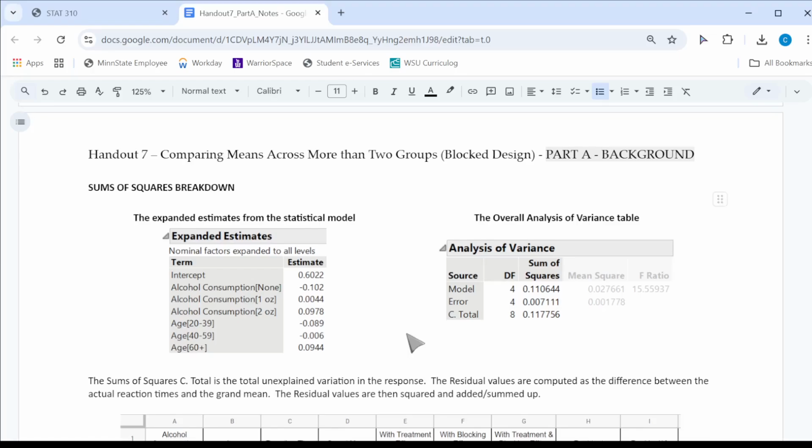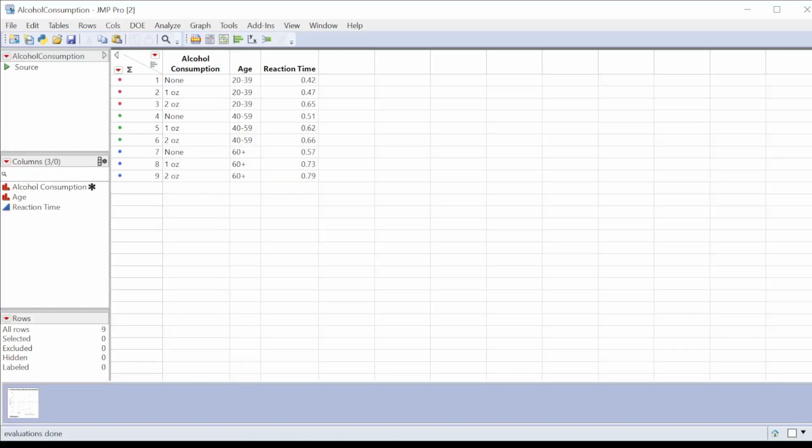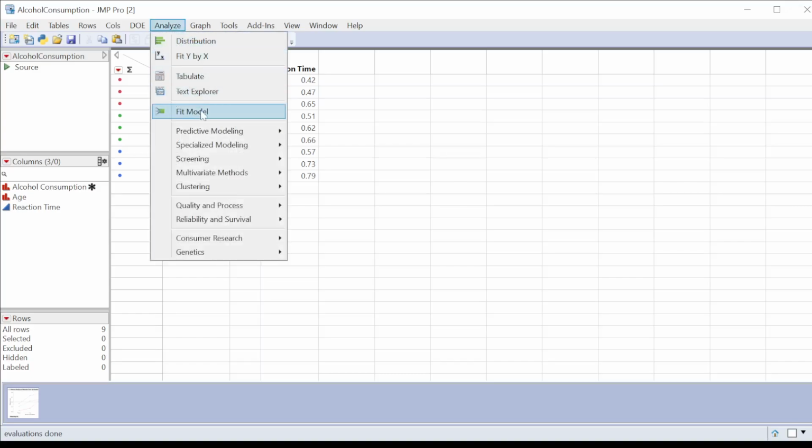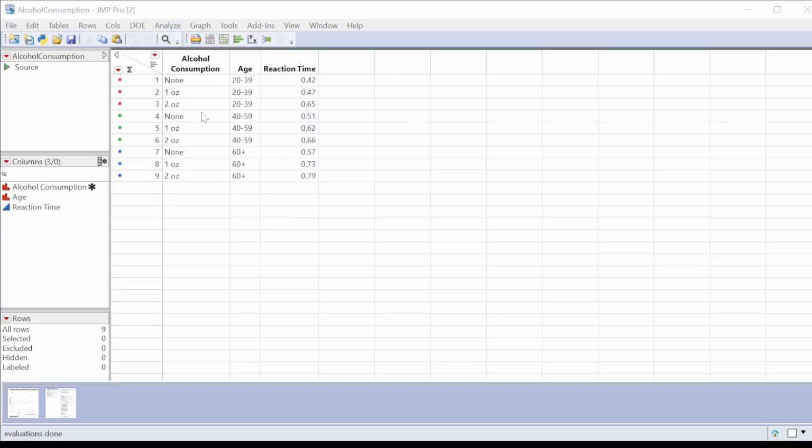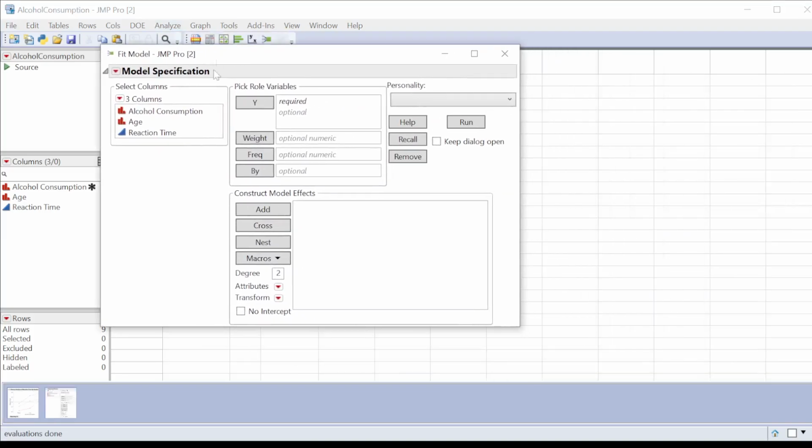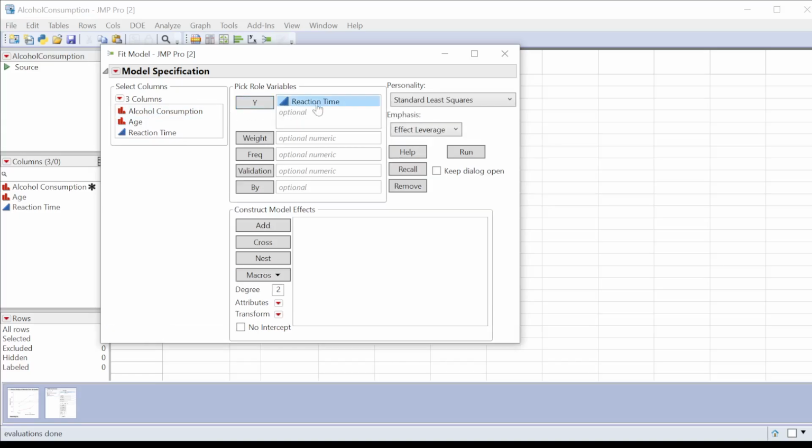Okay, so let's go ahead. I'm going to go into JMP and show you how to fit this model quick. So here's my data inside of JMP again. We're going to do much of the same as we did in Handout 6. We're going to go Analyze, Fit Model. Bring that into the screen here. My reaction time is my response. That's what I'm trying to compare.